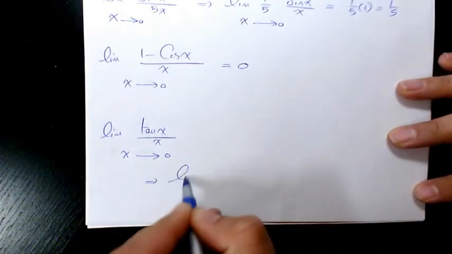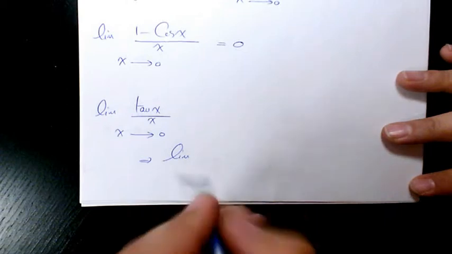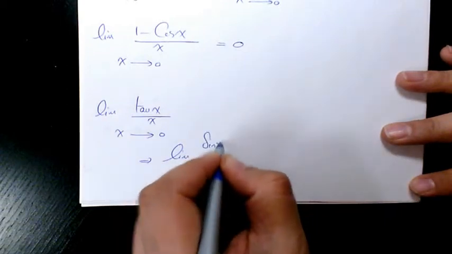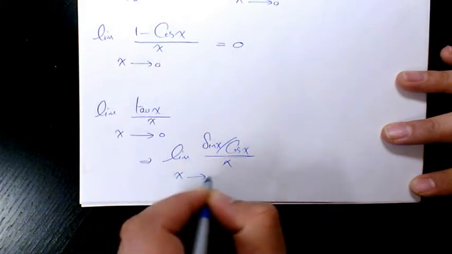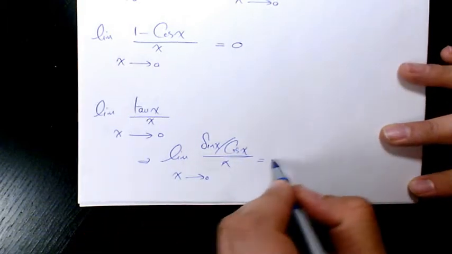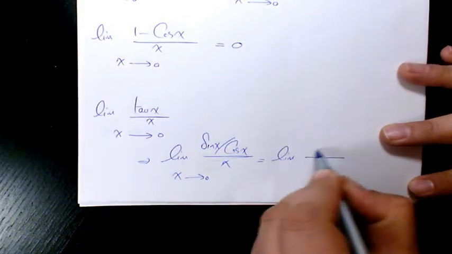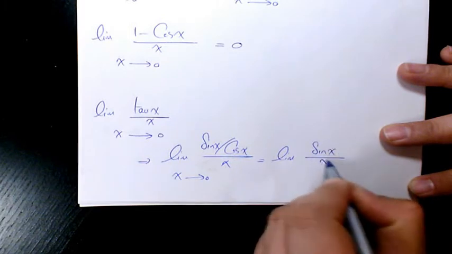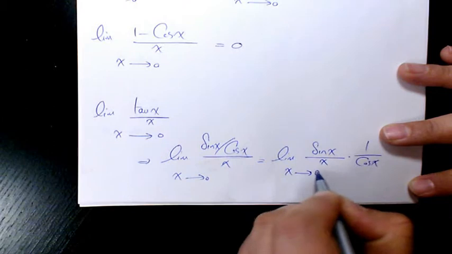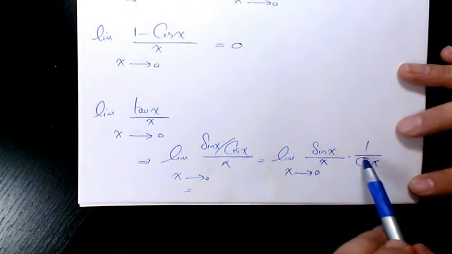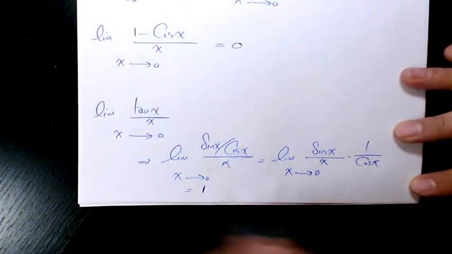you can say that's going to be equal to limit of tan, which is sine over cosine, over x. So that's going to be limit of sine x over x times 1 over cosine x when x is approaching 0. That's going to be 1 times 1, and the answer is going to be 1.